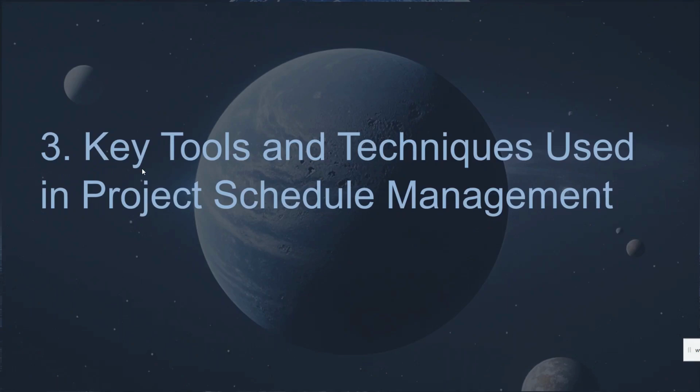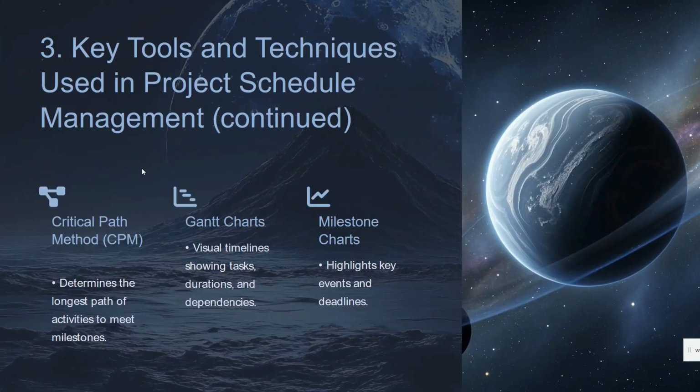Next, we have the key tools and techniques used in project schedule management. First is the critical path method. The critical path method is the technique used to determine the longest path of activities in a project that ensures the project timelines are met on time. Then you can see we have the Gantt chart. A Gantt chart is a visual timeline that shows the tasks, duration, and dependencies, making it easier to track progress.